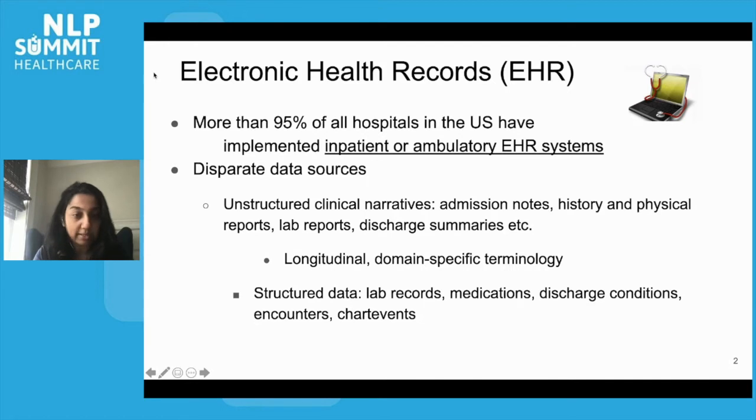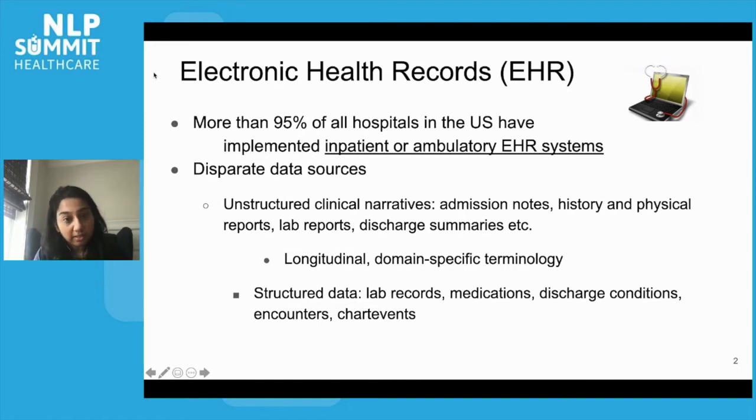And then there is your structured data, where typically a patient's lab records, medications, discharge conditions, perhaps encounters, chart events are captured. Now, both of these sources are important in capturing the patient's information. Often, at least anecdotally, physicians prefer clinical notes as they can freely enter the information they want about a patient. Whereas in structured data, it's structured, so you can capture values or measurements more easily, like lab readings or vital measurements, or medications that are started or stopped over time, or conditions presented on admission.